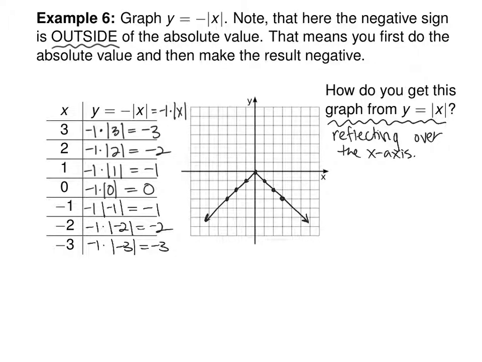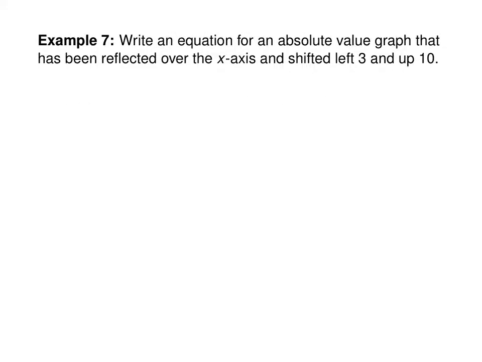Be very careful when you say flipping, because you can also flip a function over the y-axis. With these absolute values, that doesn't really make any sense because they flip onto themselves, but better to say a reflection and then what you reflect over. All right, so last thing, write an equation for an absolute value graph that has been reflected over the x-axis, shifted left 3, and up 10. So the reflected bit means I have a negative in front of my absolute value bars. The left 3 means inside of the function, I did plus 3. And then up 10 means after that, I add 10.